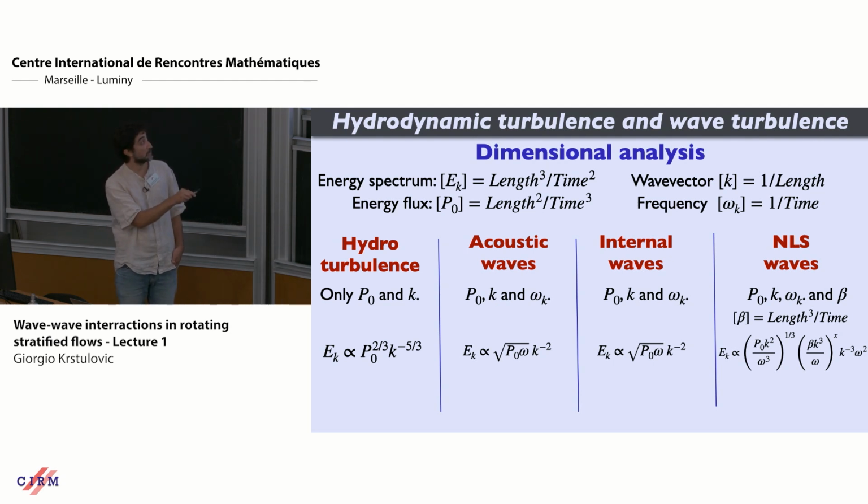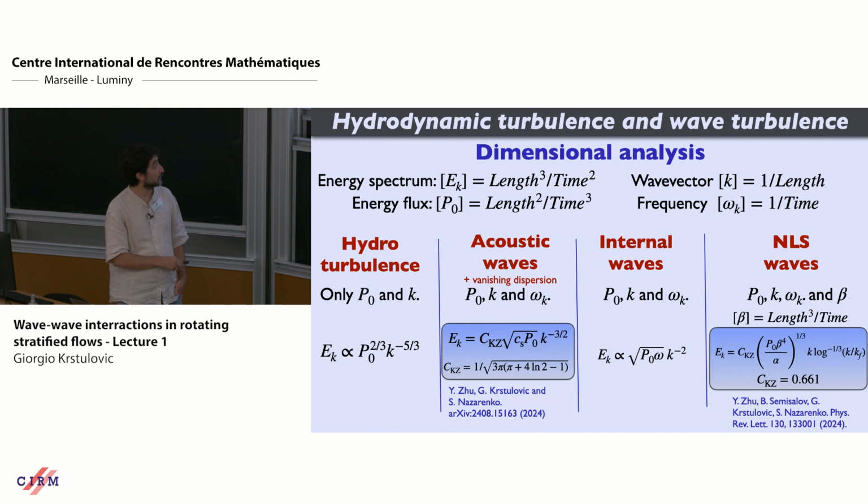I should have a spectrum that goes like this. Omega is proportional to k. It should also work for internal waves, but obviously this is anisotropic, so I cannot say much. For NLS, I advanced a little bit, but I still get some unknown dimensionally. The only way to fix it is to do some computations, which I will not really show today.